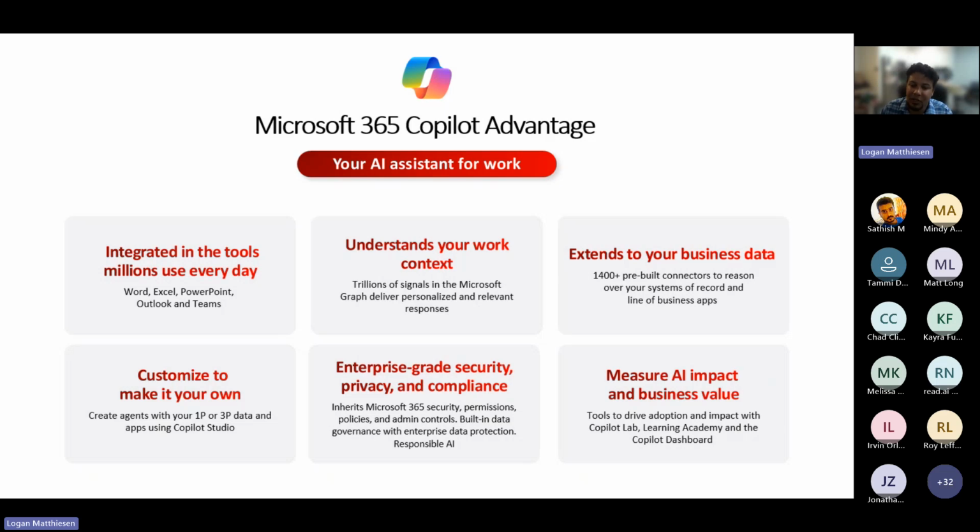And then lastly, measuring AI impact and business value. So Microsoft has lots of tools and resources available for driving adoption and teaching people how to use Copilot effectively. There's also a Copilot dashboard where admins can view a bunch of different KPIs to see how Copilot's being utilized within the organization, which is a really helpful tool, especially in the whole change management side of things. So yeah, there's a whole lot here that we could talk about, but just a quick overview of a couple of the advantages of Copilot before we talk about prompting.